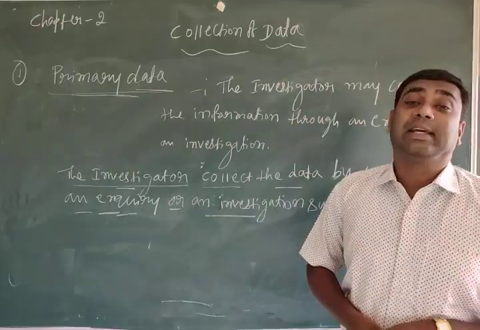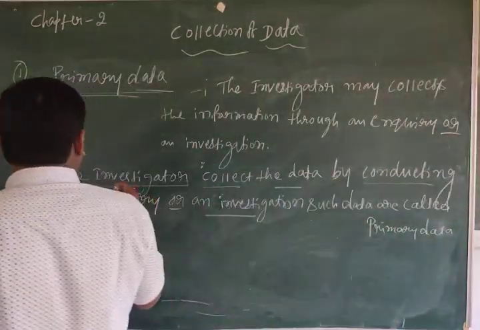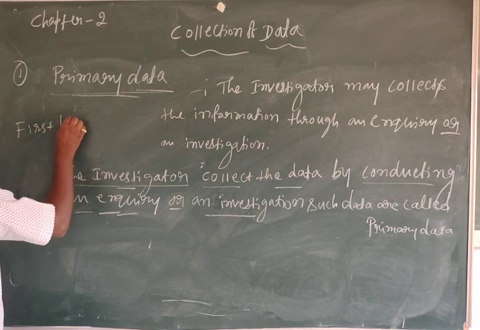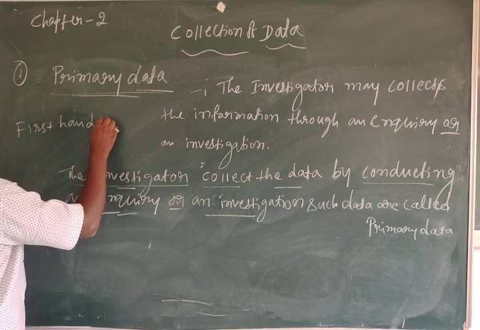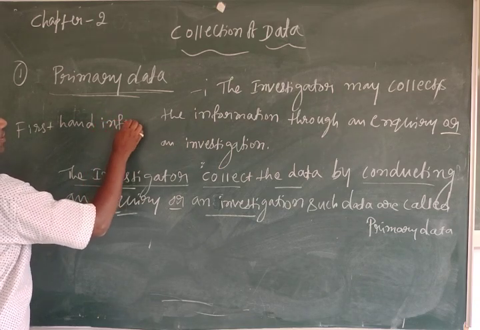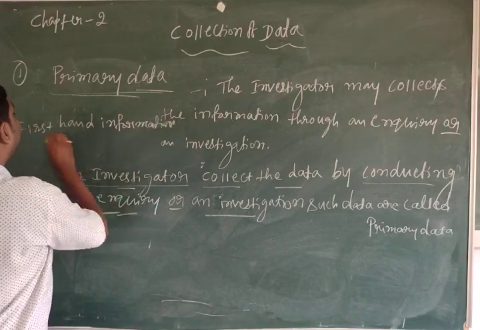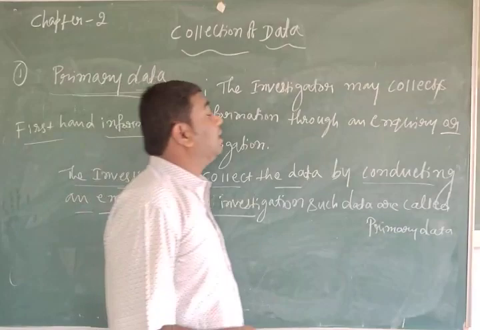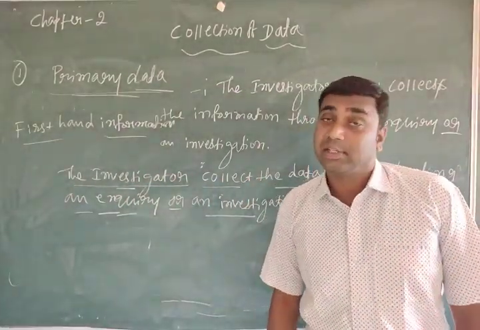So in that time, when we are collecting information directly, that is called primary data. It is also called first-hand information, or first-hand data. Here the investigator may collect the information by conducting an inquiry and investigation.